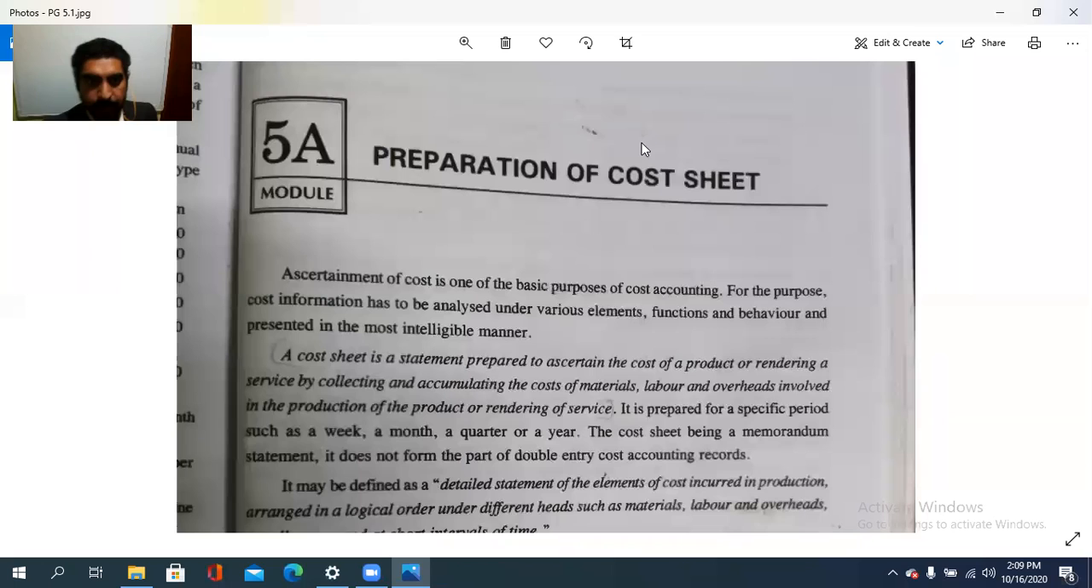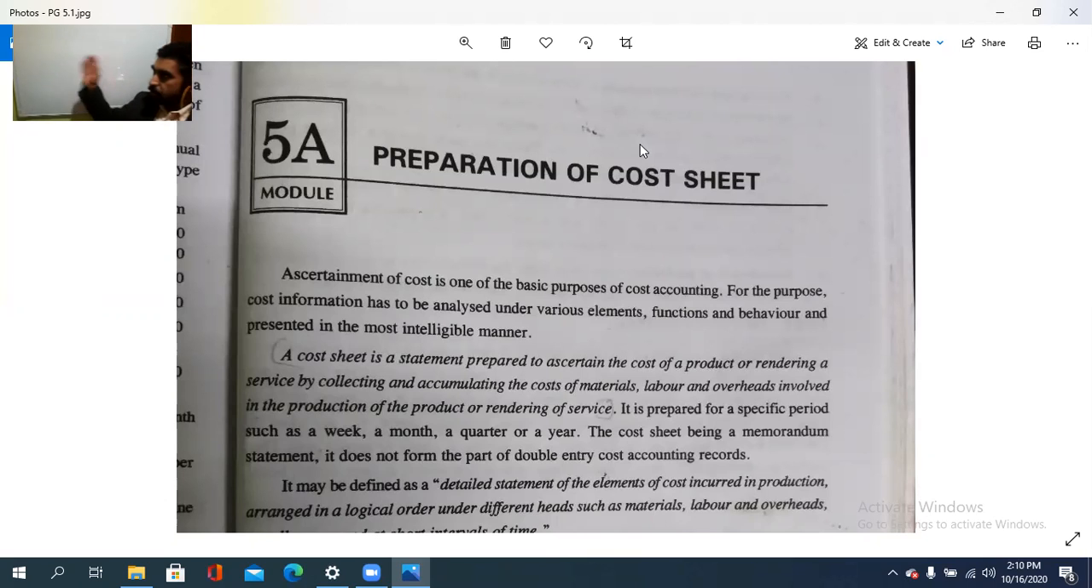So, preparation of cost sheet. Ascertainment of cost is one of the basic purposes of cost accounting. For the purpose, cost information has to be analyzed under various elements, functions, and behavior, and presented in the most intelligible manner. Therefore, a cost sheet is a statement prepared to ascertain the cost of a product or rendering a service by collecting and accumulating the cost of the materials, labor, and overheads involved in the production of the product or rendering of service.